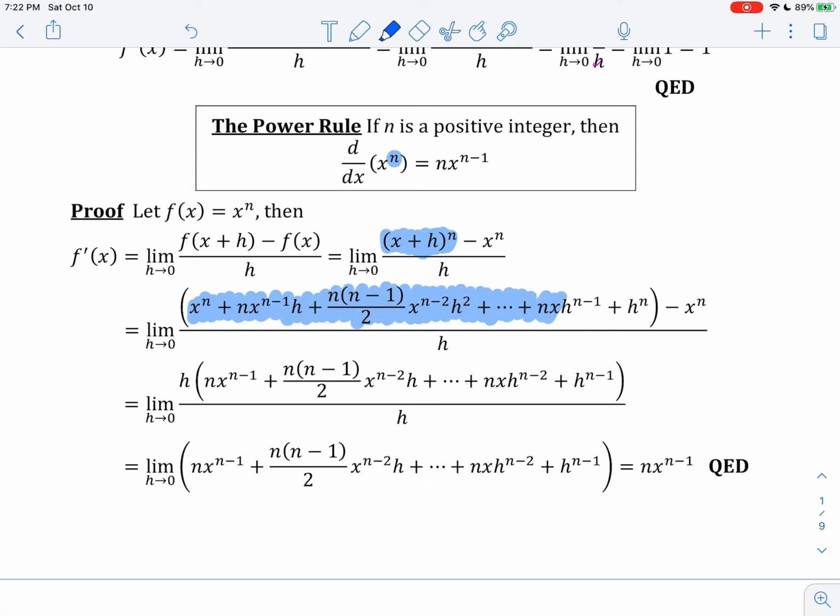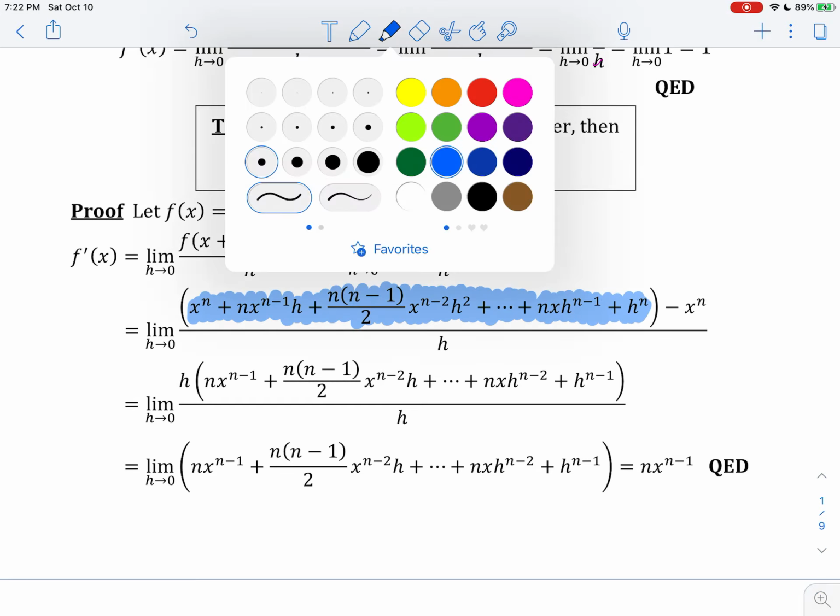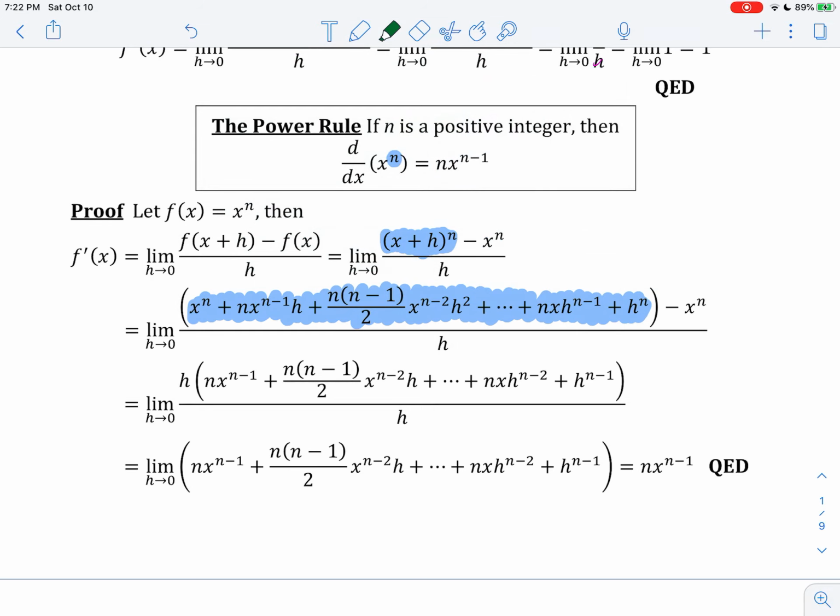And you'll notice that every single term, except for the very first term, contains an h, right? So we see an h factor, we see h squared, we see h to the n minus 1. After the first term, we start including h, and we start dropping one power of x. And then when we subtract x to the n, we can cancel, because plus x to the n minus x to the n is 0.